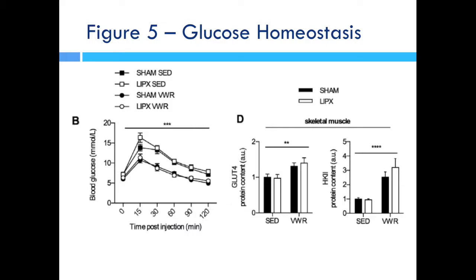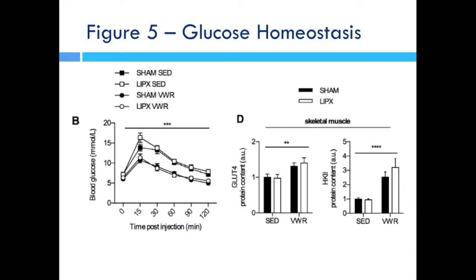Looking at glucose homeostasis, they subjected these mice to a glucose tolerance test in which they injected the mice with glucose to see how they reacted. On the y-axis, we can see the blood glucose levels in millimoles per liter, and on the x-axis, we see the time after the injection. We can see that at the time of the injection, all the treatment groups had the same level of blood glucose. The circles represent the mice that exercised, while the squares represent the sedentary mice.